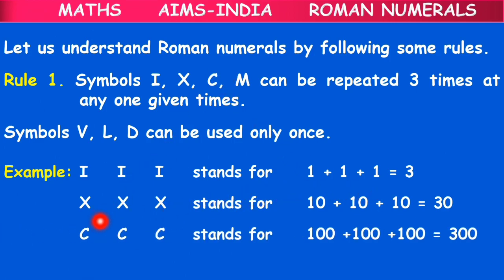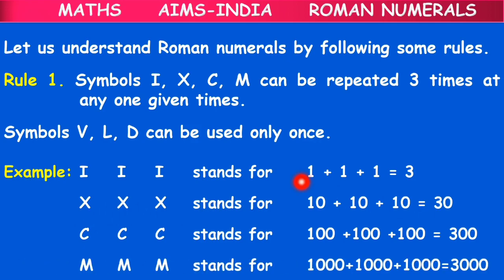Then C is nothing but 100. CCC is 100 plus 100 plus 100, which is equal to 300. And lastly M is equal to 1000. So MMM stands for 1000 plus 1000 plus 1000, which gives us 3000. Clear children? I, X, C, M can be repeated 3 times, but V, L, D can be used only once in a given number.